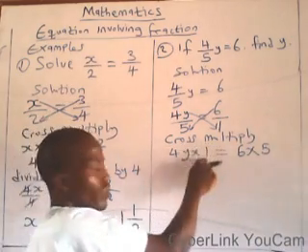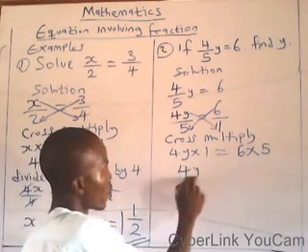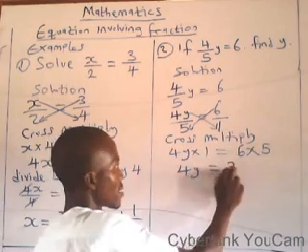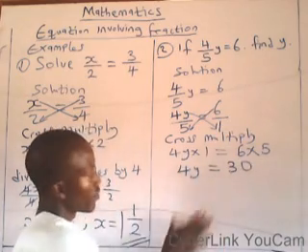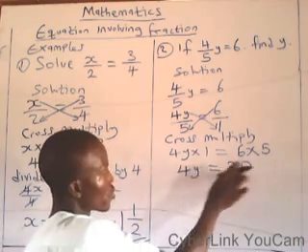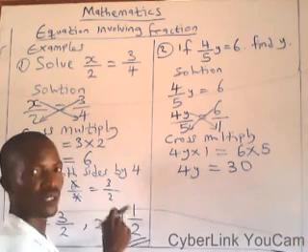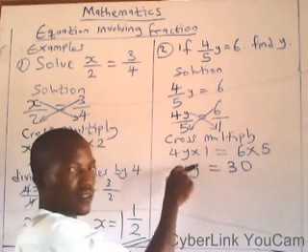4y multiplied by 1 will give us 4y. 6 multiplied by 5 will give us 30. If you now have 4y is equal to 30, we are looking for y. We are still going to make use of dividing both sides by 4.